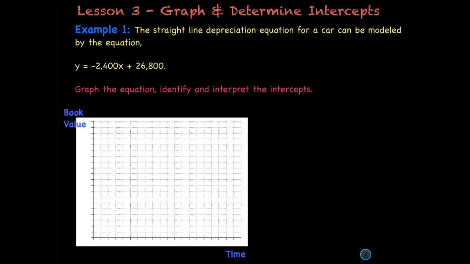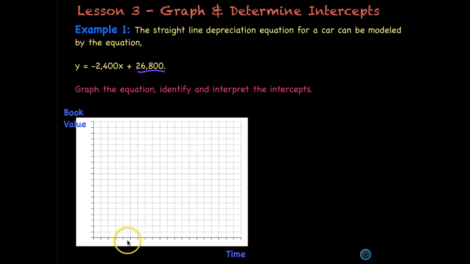Remember that when we graph these equations, the first thing we graph is the starting point, the original cost, right? The book value before any depreciation has been taken. So we would want to graph this here on the y-axis, which means we need to label the y-axis with some sort of interval that will get us to around 26,800.